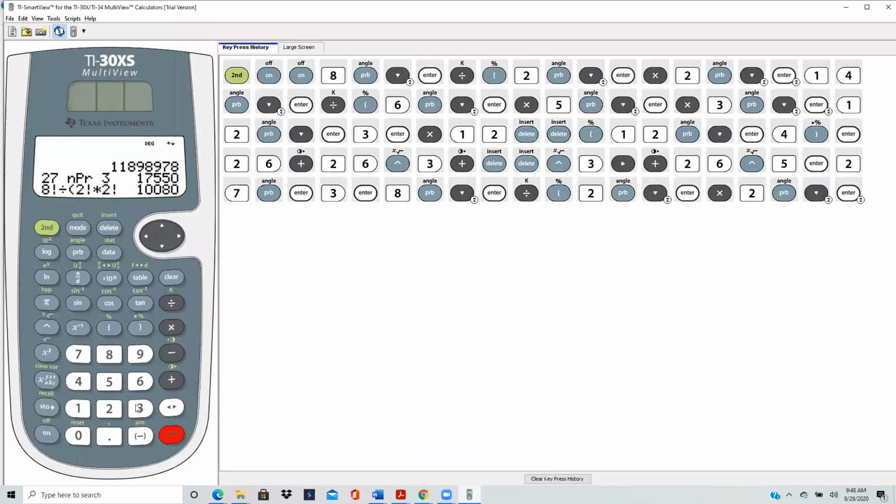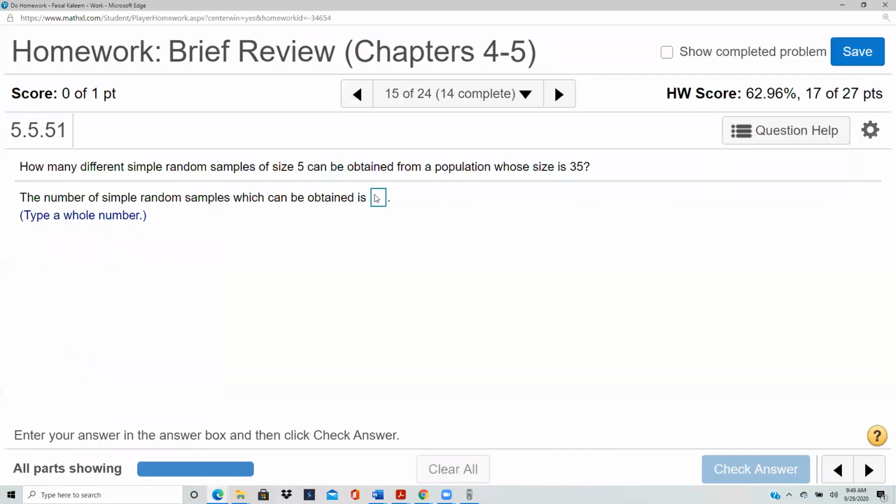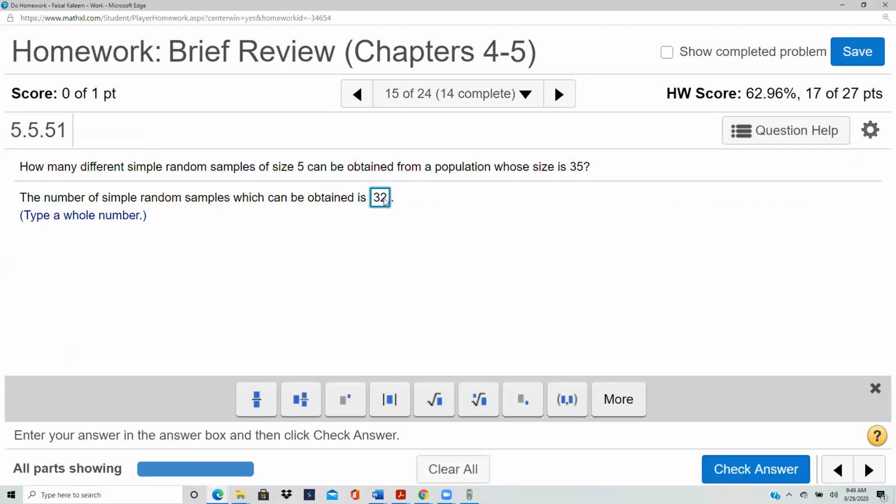35C5, 35 C 5. 324632. Yes, that's what I got. I think your calculator is also the same thing, right? Yeah, it's just a little different. Your calculator is different, but I think the buttons are the same, right? Yeah, it is.